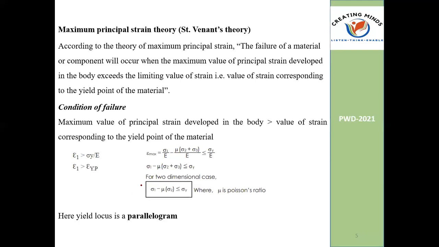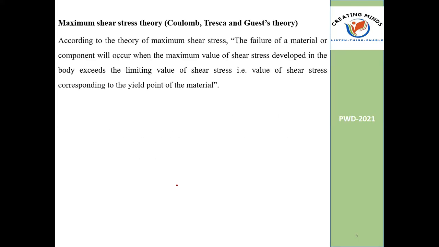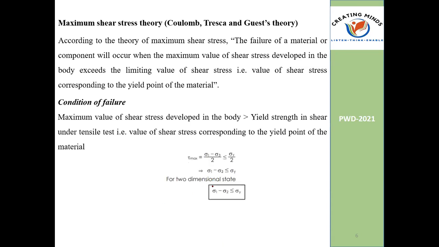These conditions are very important. In the previous one, if the major principal stress exceeds sigma y, the failure of maximum principal stress comes into picture. For principal strain, the condition is that the major principal stress sigma 1 minus Poisson's ratio mu times sigma 2 should be less than sigma y. Next, the maximum shear stress theory. If shear force exceeds in a material, it will cause shear failure. The condition is sigma 1 minus sigma 2 less than sigma y. This is very important here. The yield locus for shear stress is a hexagon.